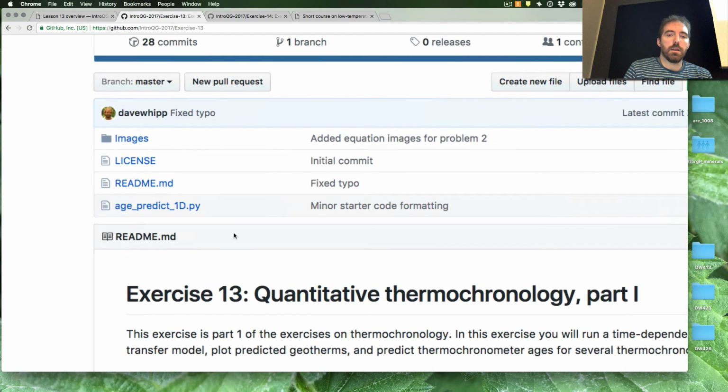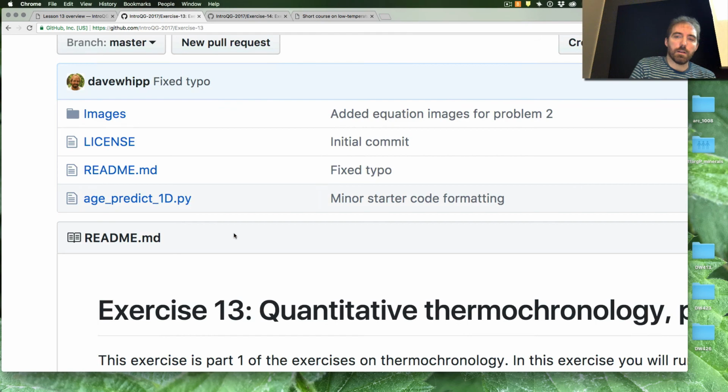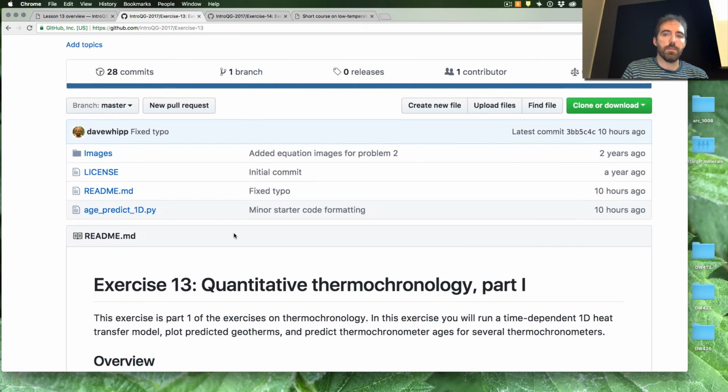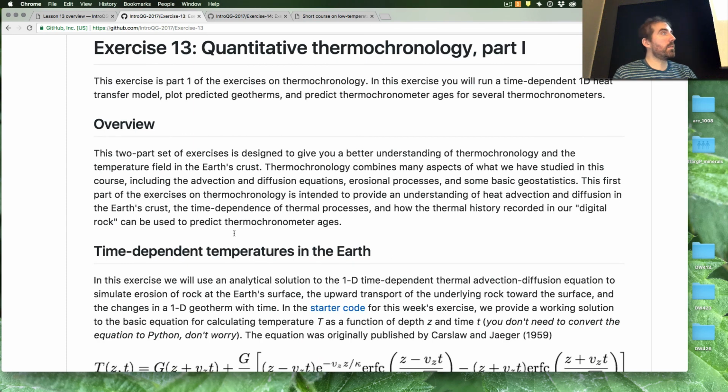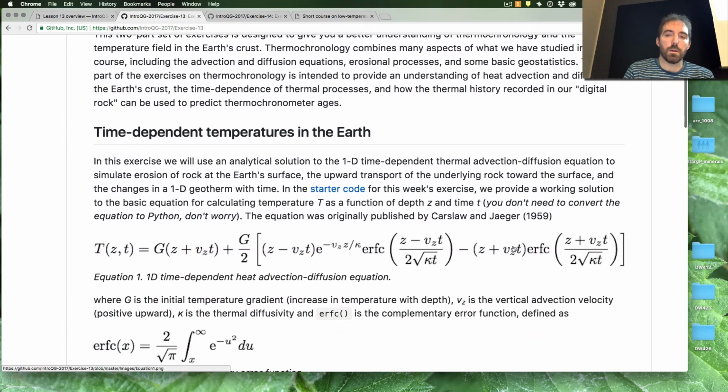So the exercise for this week, I think I've already explained the concept in a bit of detail, but we're going to deal with thermochronology, and we're going to use a numerical model for calculating temperatures, and then also calculate closure temperatures for different thermochronometers. In the end, for the exercise for next week, compare some predicted ages to ages that are observed in the Himalaya and Bhutan. So we're going to use a solution to the heat transfer equation that depends on time, and it looks like this.